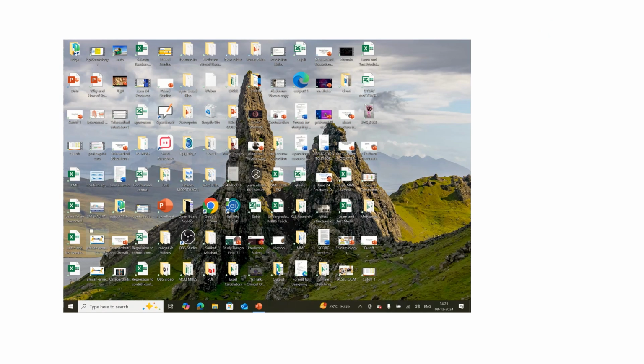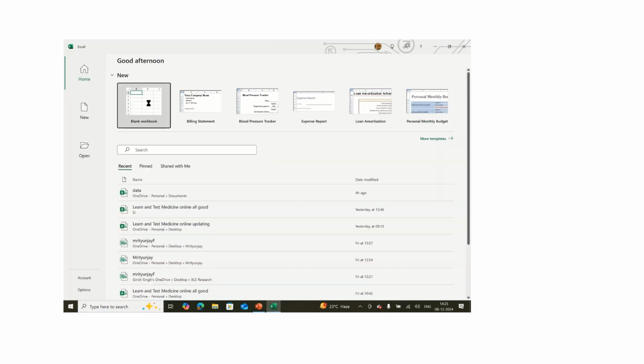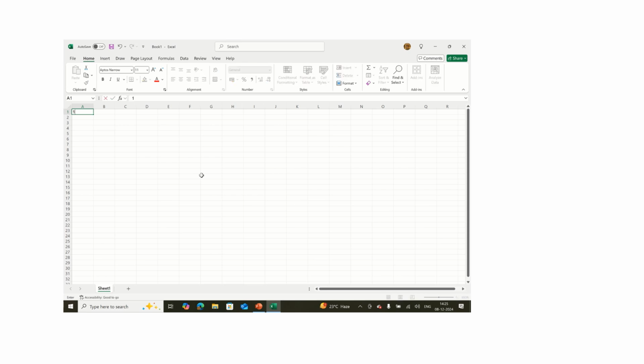Let us show you an example of a skewed distribution and a normal distribution. So we open the Excel file here and we open a workbook, and here we say 1, 2, 3, 4, 5, 6, 7, 6, 5, 4, 3, 2, 1. Now this is symmetrical. It is sloping symmetrically on the two sides.